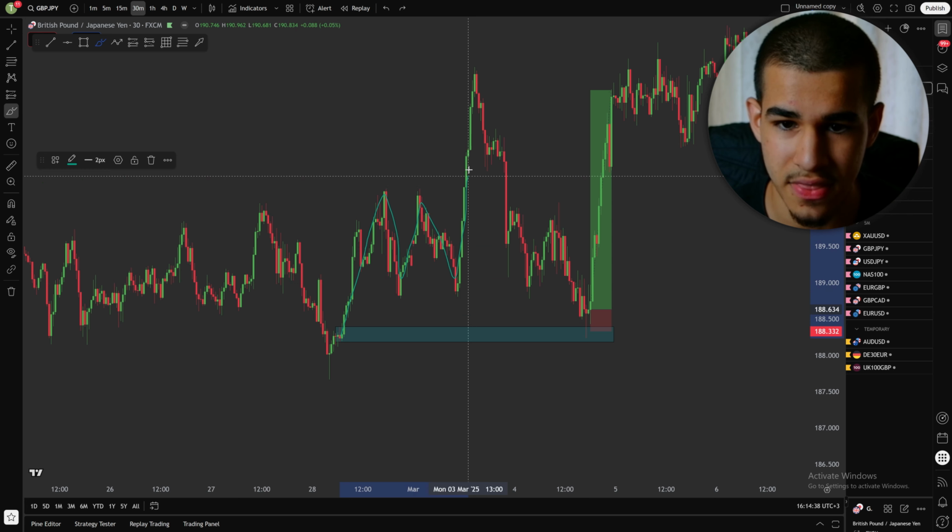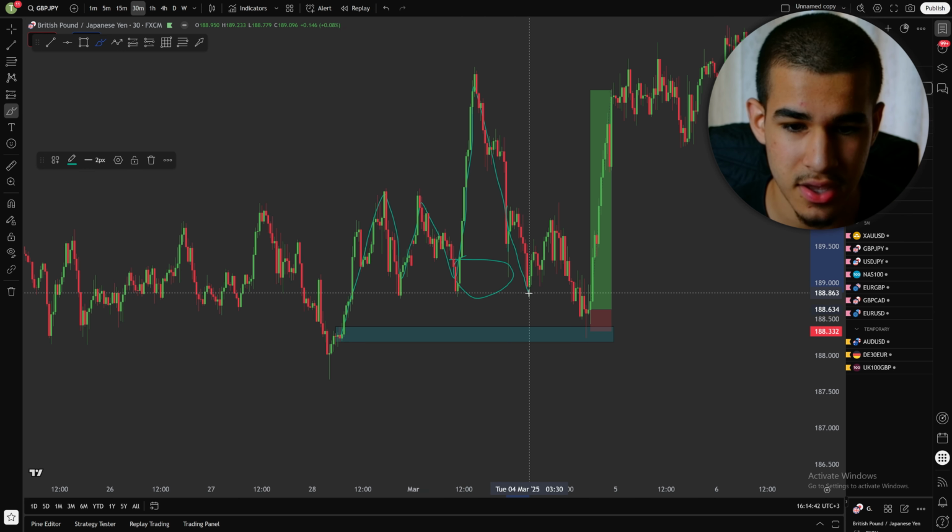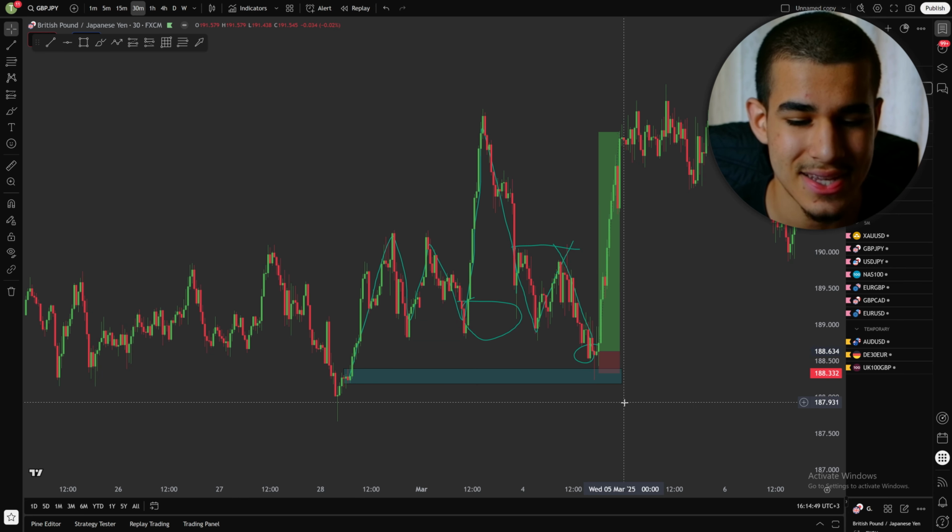And it did structure like this, had a fake out for normal supply and demand traders, came over here, took out the high once again, and then came directly to my demand zone, had a perfect reaction, and you hit these insane trades.